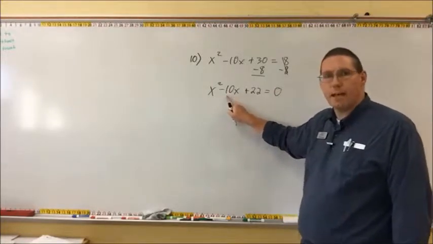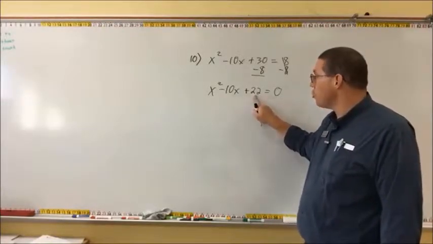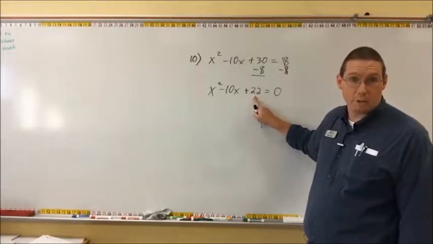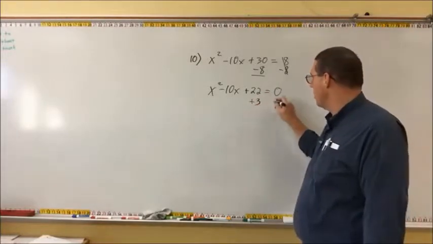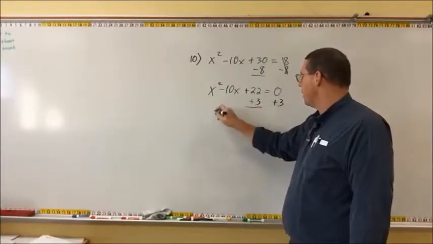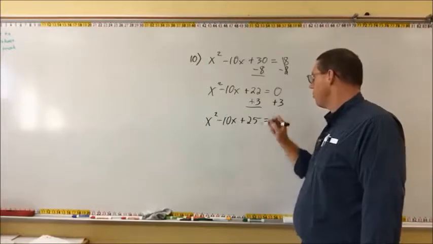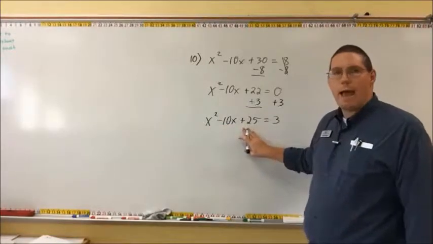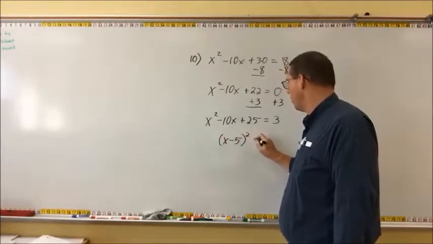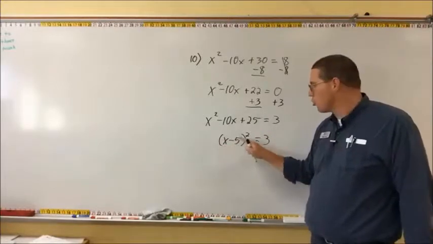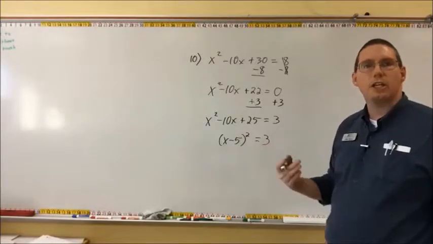See, half of negative 10 is negative 5. And negative 5 times negative 5 is positive 25. So if this was a 25, I would be able to factor it. So what I'm going to do is make it a 25 by adding 3. And if I add 3 here, I have to add 3 here. And now this becomes x squared minus 10x plus 25 equals 3. Now I can factor this as a binomial squared, and it becomes x minus 5 squared equals 3.